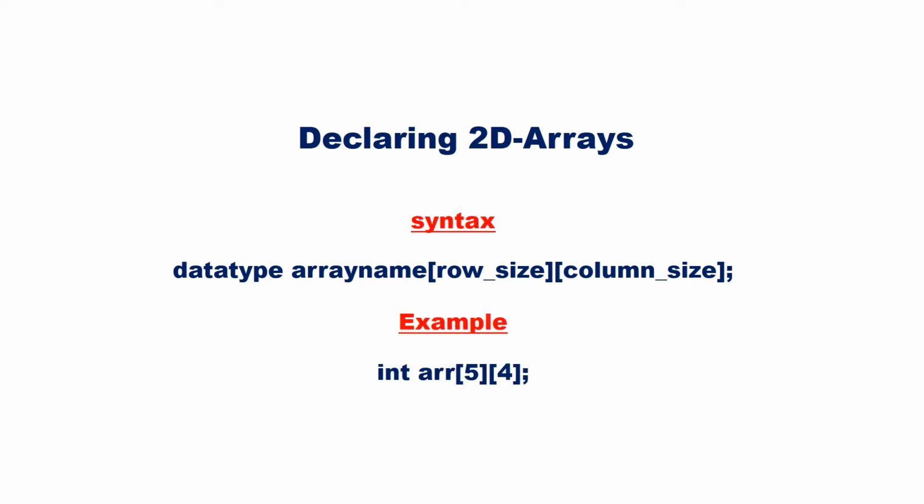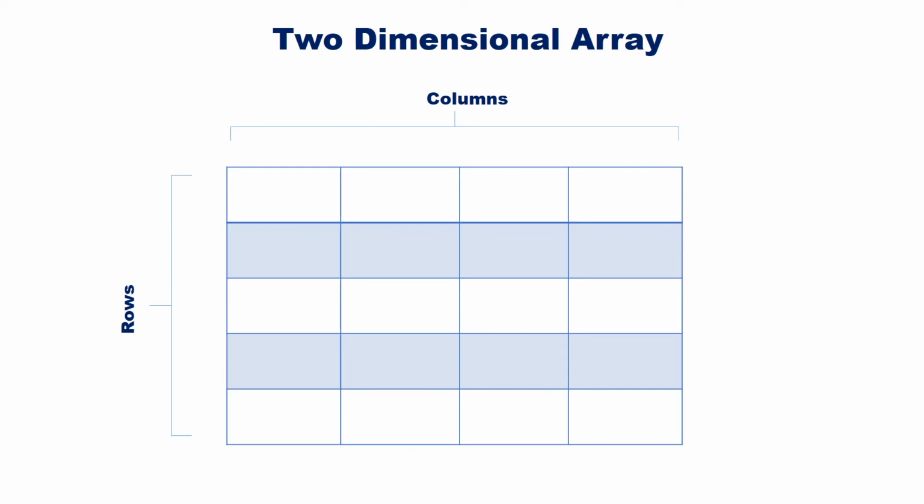For example, let us declare an array with row size 5 and column size 4. We can visualize the array as a 5 by 4 matrix. The array has 5 rows and 4 columns. As in the case of a one-dimensional array, each element has an index value. Here the index value is a combination of row index and column index. Each row has an index value starting with 0 up to row size minus 1. Similarly, each column has an index value starting with 0 up to column size minus 1.